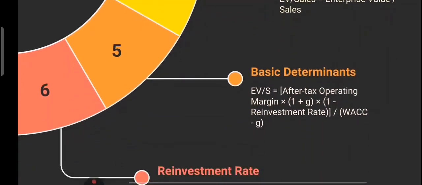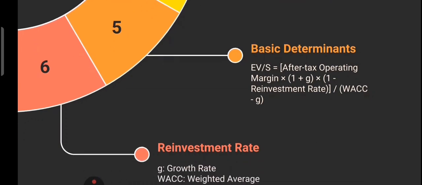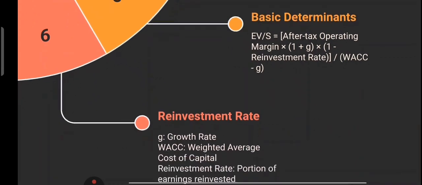So what is the formula? After tax operating margin multiplied by 1 plus G multiplied by 1 minus reinvestment rate divided by WACC minus G, which is common in everything. After tax operating margin multiplied by 1 plus G multiplied by 1 minus reinvestment rate divided by WACC minus G.